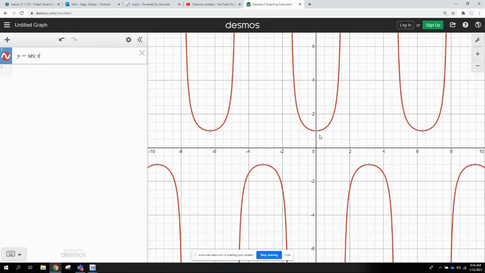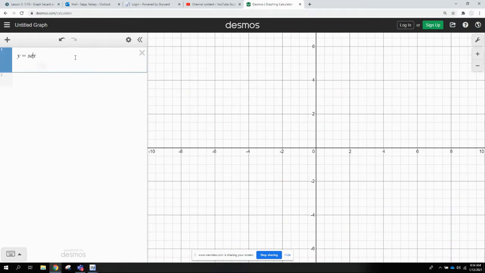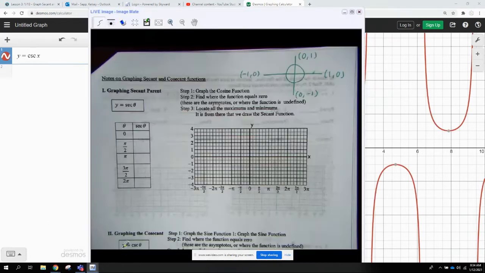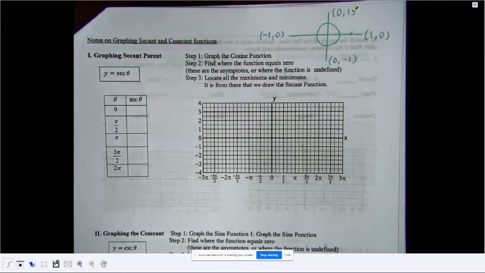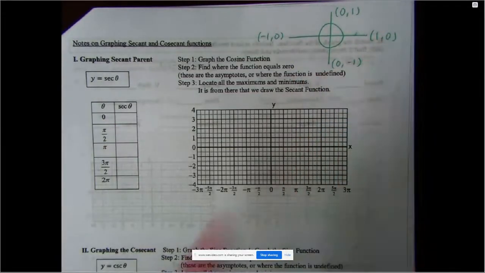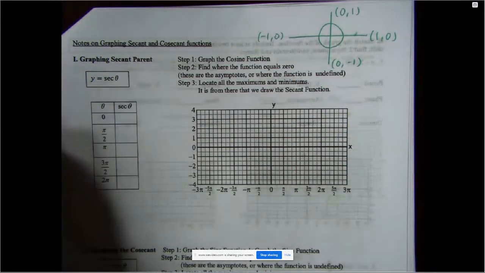Whoa! So here's what secant looks like, and then I'll show you the difference with cosecant. So very similar, just a different phase shift. Similar to sine and cosine, how they look similar, just a different phase shift. So to create our table, I'm going to go to each of these angles and write the coordinate. We are looking for secant.